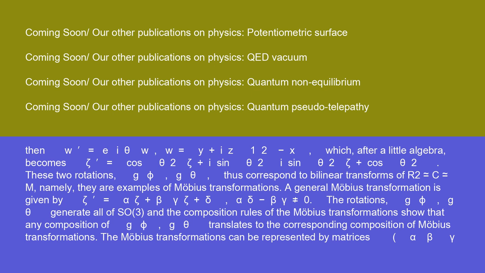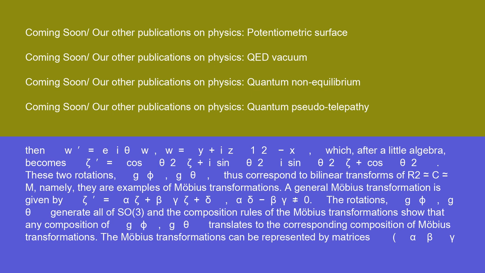A general Mobius transformation is given by zeta prime equals (alpha zeta + beta) / (gamma zeta + delta), with alpha delta minus beta gamma not equal to zero. The rotations g_phi and g_theta generate all of SO(3), and the composition rules of the Mobius transformations show that any composition of g_phi and g_theta translates to the corresponding composition of Mobius transformations.